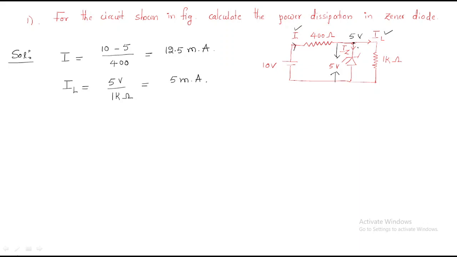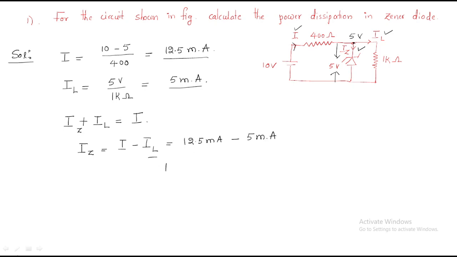So the total current is available, and the load current is available. From this we can find the GNR current. Generally the combination of GNR current and load current gives the source current I. So GNR current equals total current minus load current. The total current from the source is 12.5 milliamps, minus the load current of 5 milliamps. So the GNR current equals 7.5 milliamps.